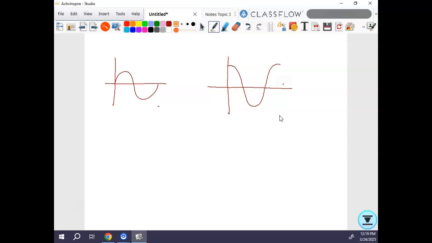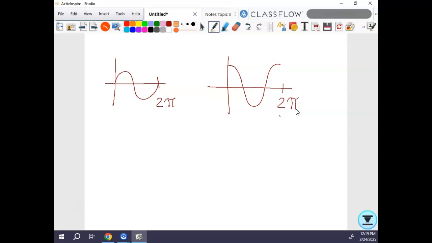What is the period for the parent function? One cycle takes how many units? 2 pi. It's one rotation around the circle. So 2 pi units is your period for sine and cosine. We've got to know that because we're about to get into tangent, and if we don't understand sine and cosine, it's going to make tangent even more difficult.